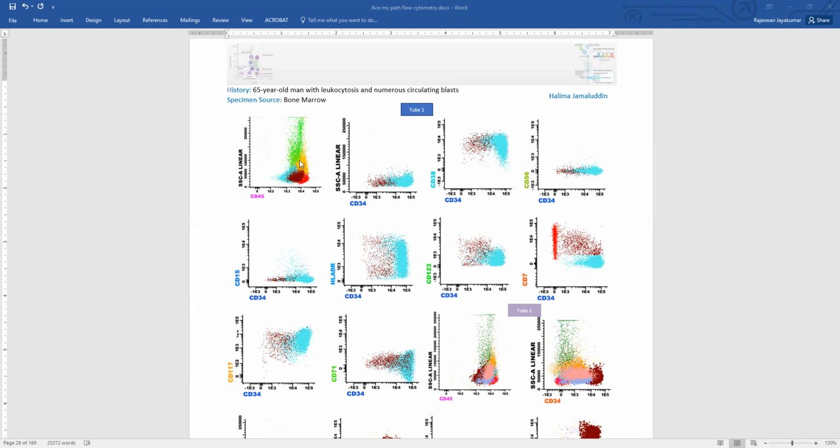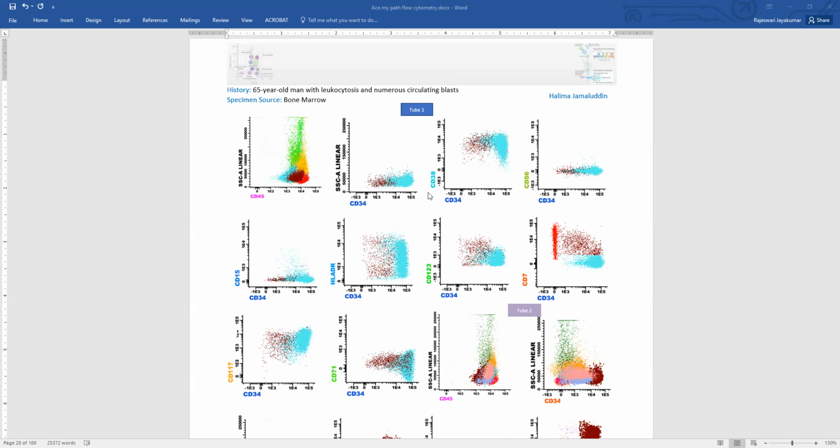And there are cells in the blast gate, which are painted aqua and maroon, and the blast gate is defined by a dimmer CD45 and low side scatter. And these cells seem to be continuous with the monocyte gate and kind of merging with the population that are painted orange. Now let's track these blasts and see what they express.